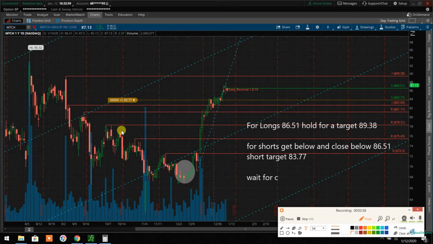Remember, wait for confirmation. It's going to be important on this one because this one really could swing either way. It is triggered for a reversal on the daily, so again, I lean more bearish, but we could see that rise up to 89.38 before we finally catch that reversal back down to our support at 86.51. Right, on to the next one.